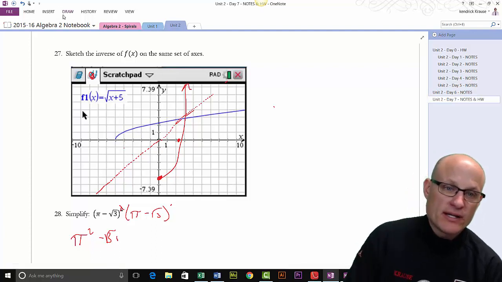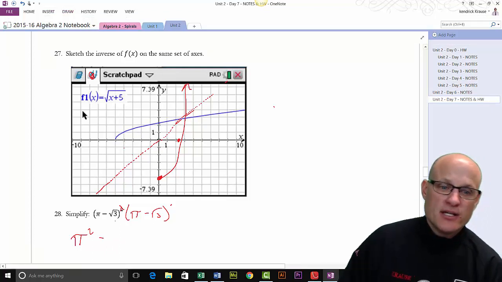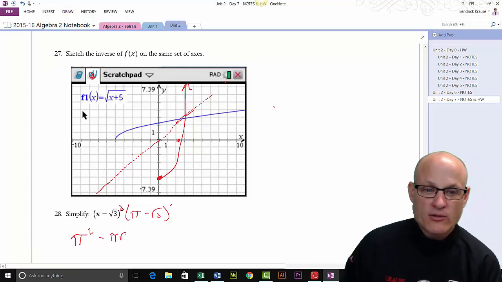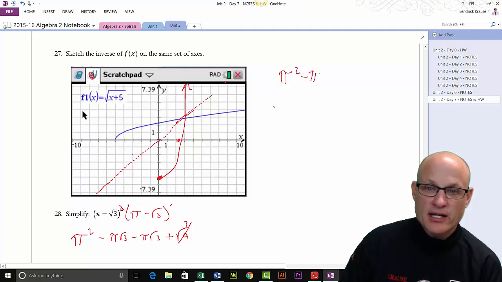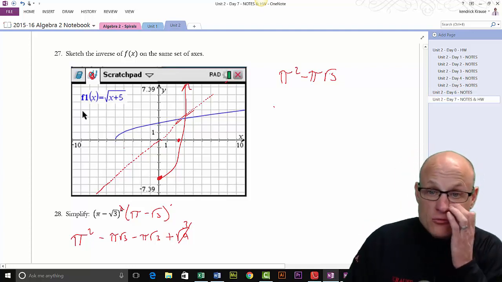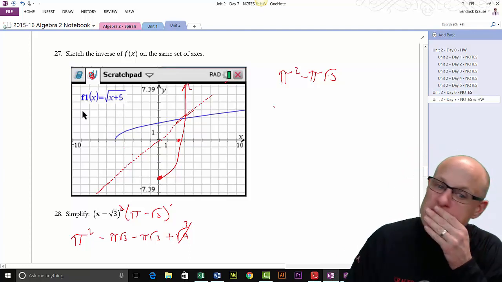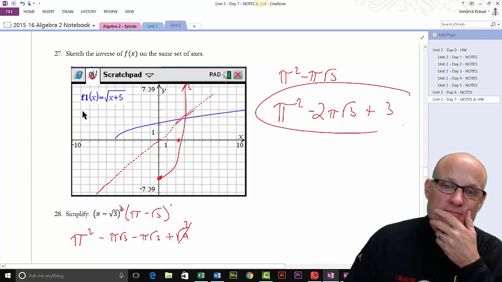So the better way to write this, since you don't want to pretend or accidentally put the pi underneath, is minus pi radical 3, minus pi radical 3, plus the square root of 9, which is really just 3. So you get pi squared minus pi radical 3. Oh, excuse me, minus 2 pi radical 3. So it's pi squared minus 2 pi radical 3 plus 3.